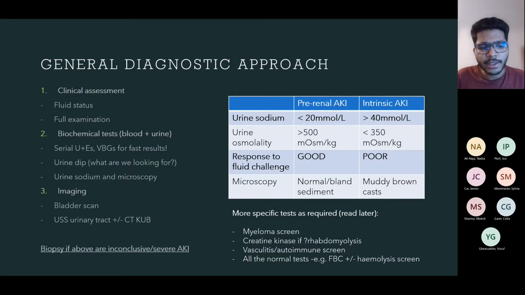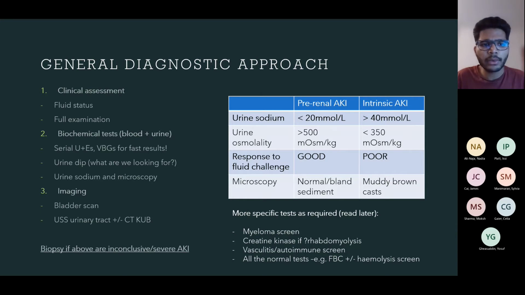And then you move on to imaging to see whether this is a post-renal AKI. So you want to do a bladder scan, see if the person's retaining urine for any reason, and an ultrasound of the urinary tract, and maybe a CT like we saw previously. And really, if you can't figure out what's going on and it's really bad, then you probably want to do a biopsy. More specific tests can be done depending on what you think the cause is, but you can read this in your own time.